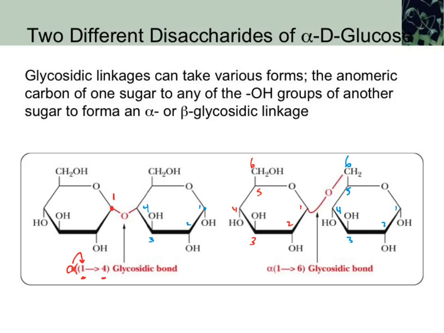So our oxygen is actually down, our CH2OH is up. We still have a trans relationship. The trans relationship was alpha. So again, alpha 1,6. Okay, kind of makes sense?